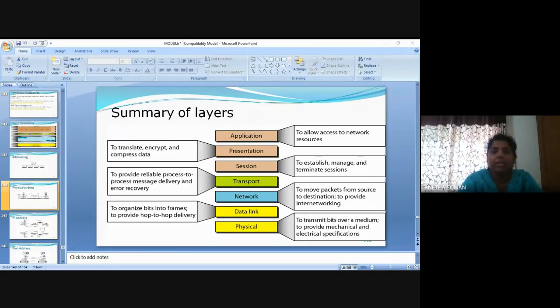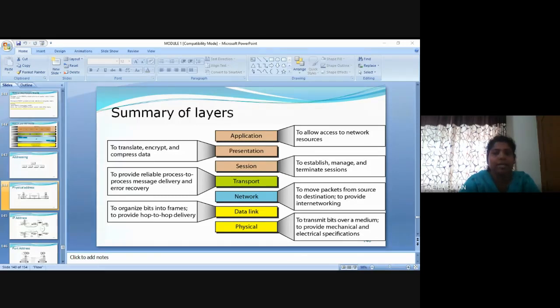Now in the morning class, what we have discussed is the functions of various layers in an OSI model. You have got 7 different layers in the OSI model. Now what were the specific responsibilities of each layer? The topmost layer is the application layer. Then the layer below it is the presentation layer. Then you have got the session layer. Now these 3 layers are called the user support layers.